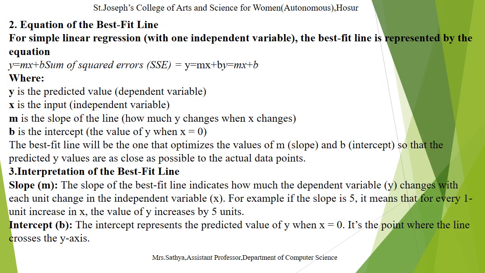Next we have to explain the equation of the best fit line. The mathematical equation of simple linear regression is y = mx + b. Here y is the predicted value, that is, the dependent variable. x is the input, that is, the independent variable. So y is the output value which we get, and x is the input value which we give.